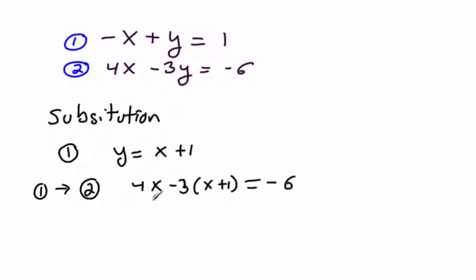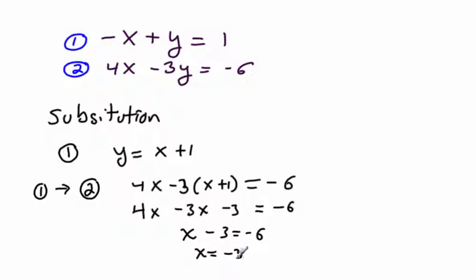And now we're back to a slightly different question. We're just solving for a single variable. I'll multiply this out. So we have 4x minus 3x minus 3 is equal to negative 6. And we have x minus 3 is equal to negative 6, or x is equal to negative 3.